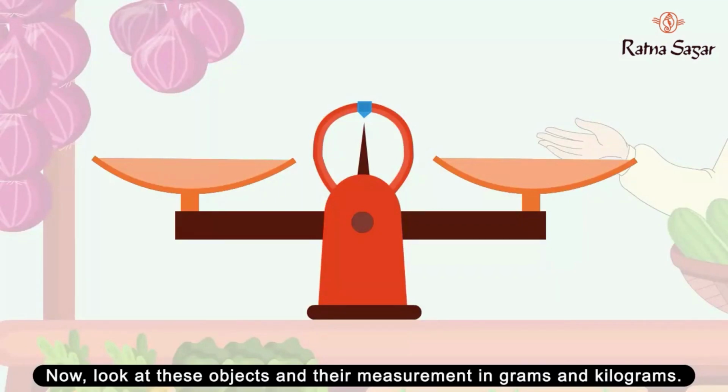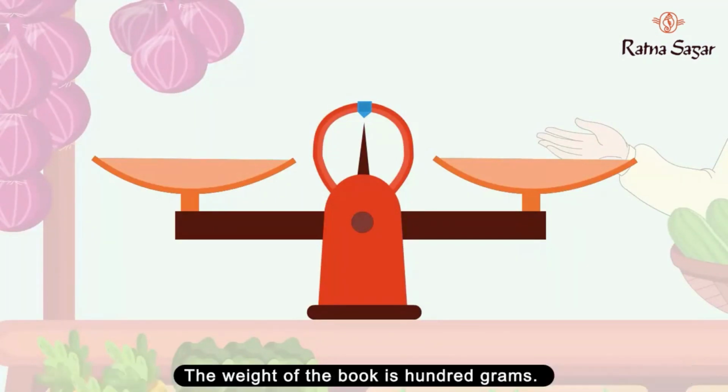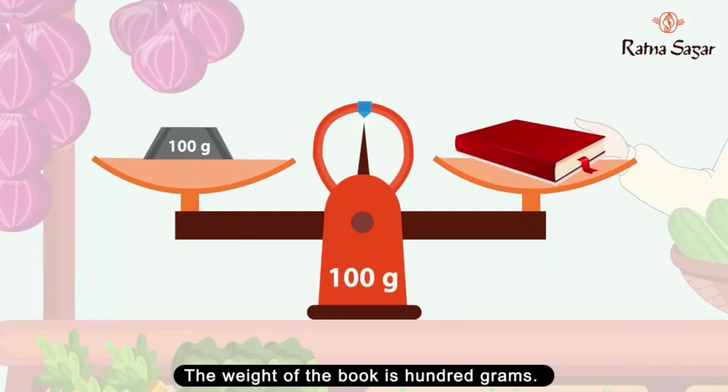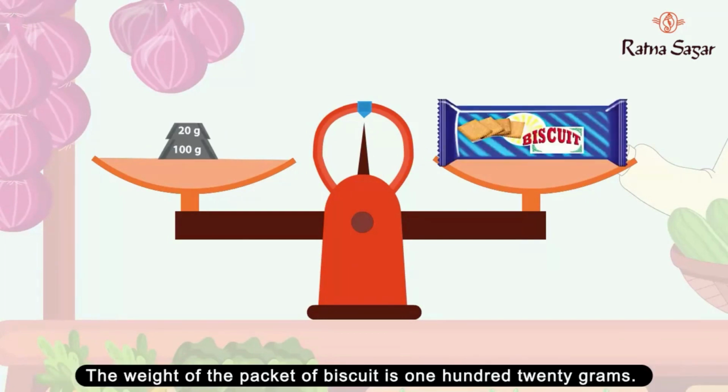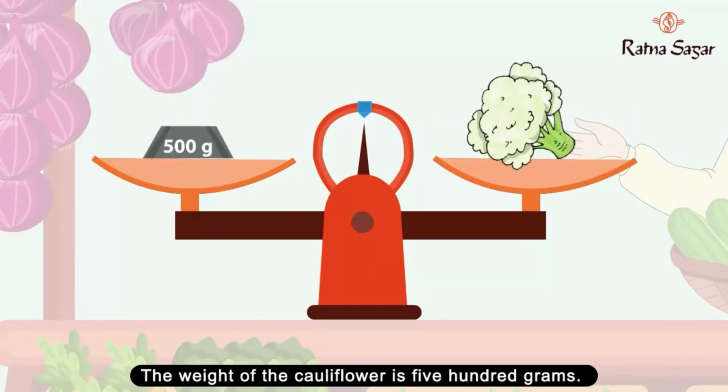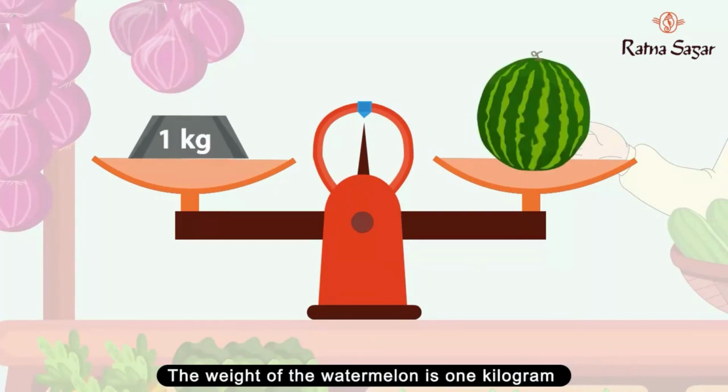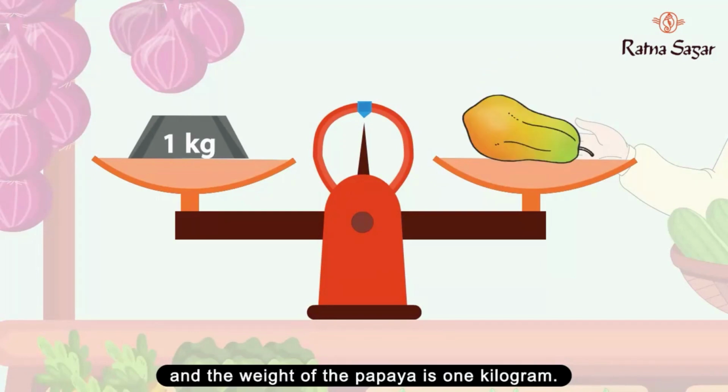Now, look at these objects and their measurement in grams and kilograms. The weight of the book is 100 grams. The weight of the packet of biscuit is 120 grams. The weight of the cauliflower is 500 grams. The weight of the watermelon is 1 kilogram. And the weight of the papaya is 1 kilogram.